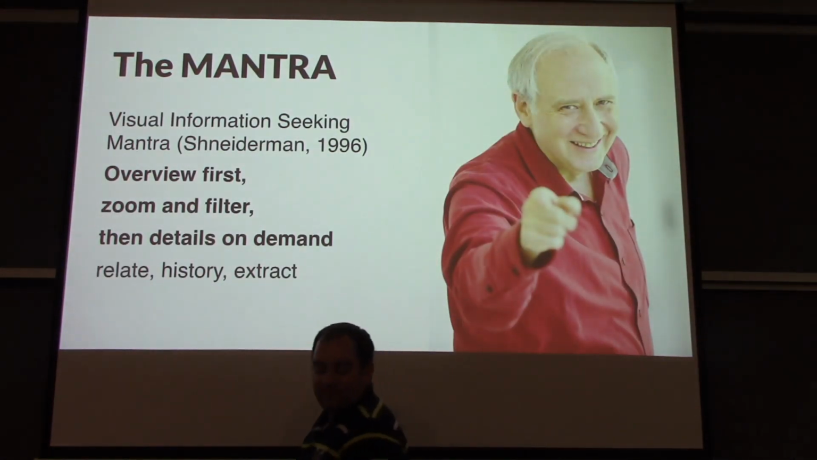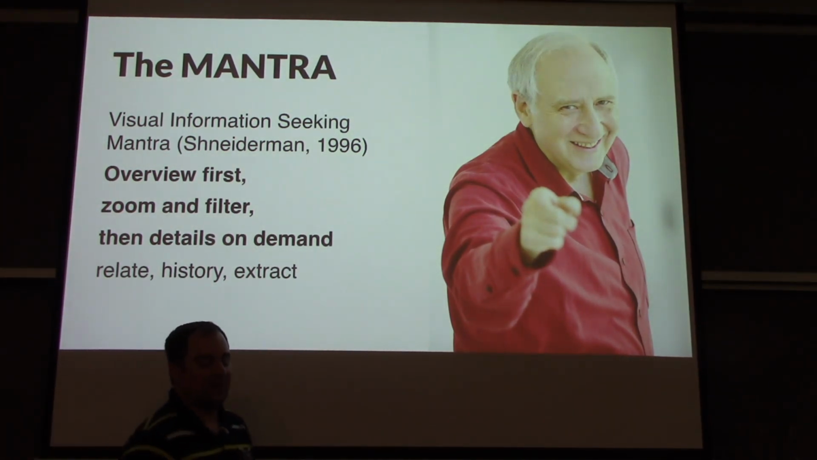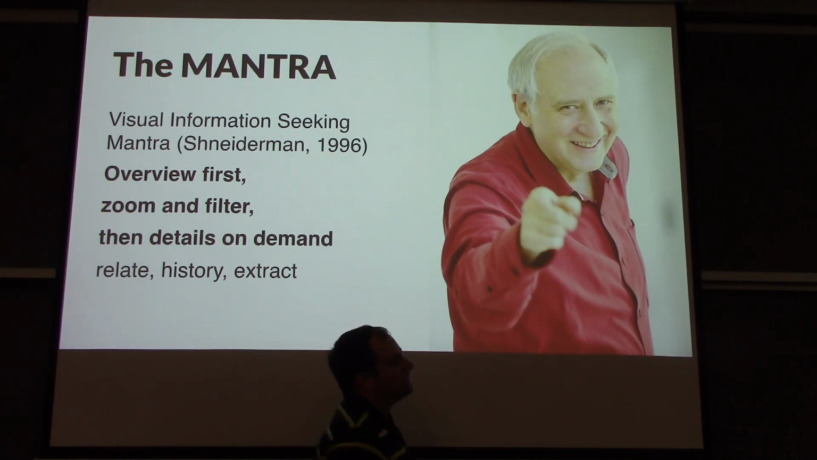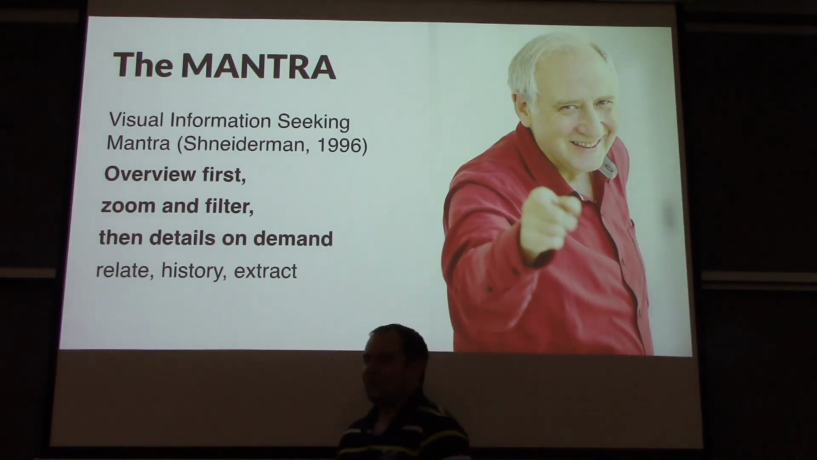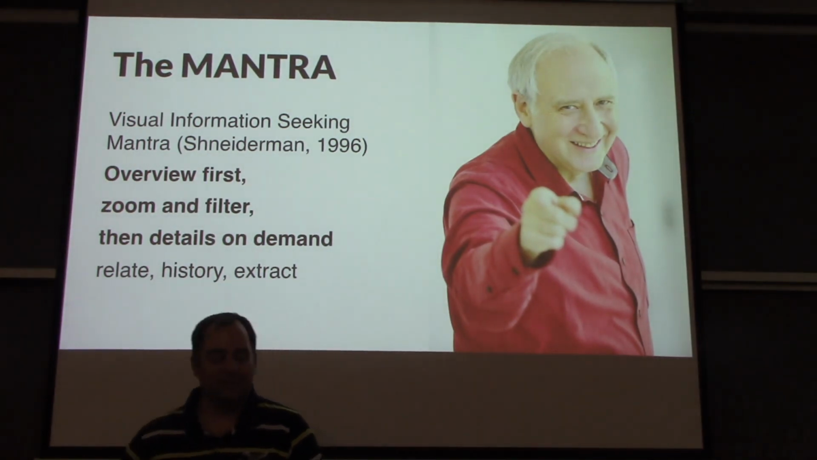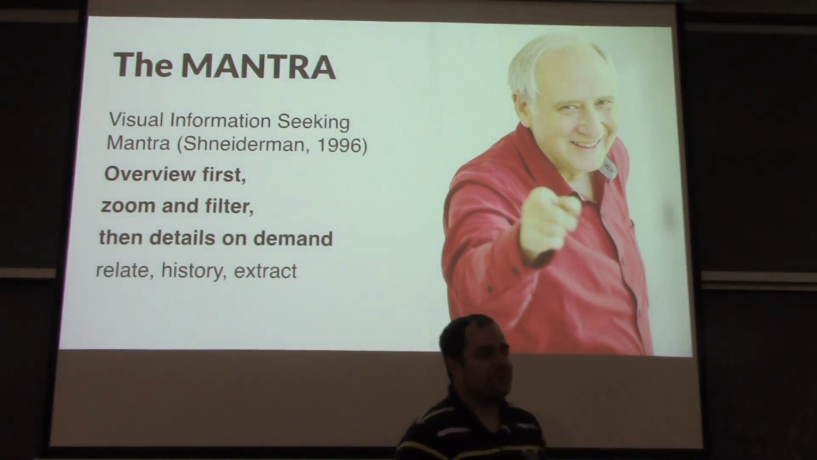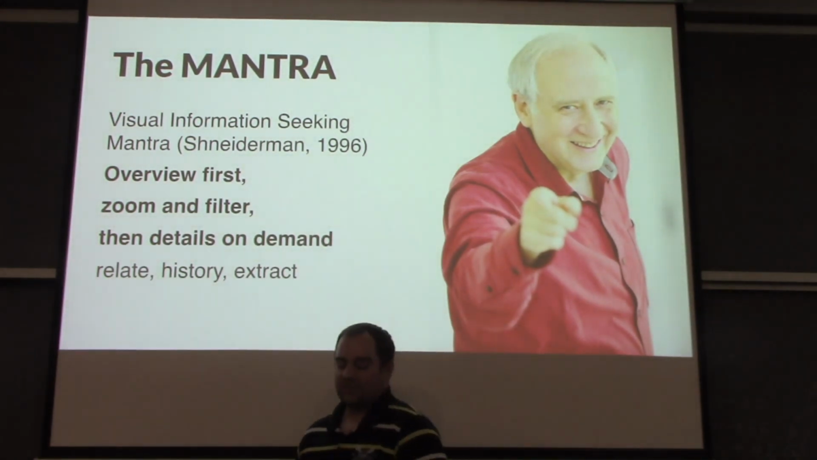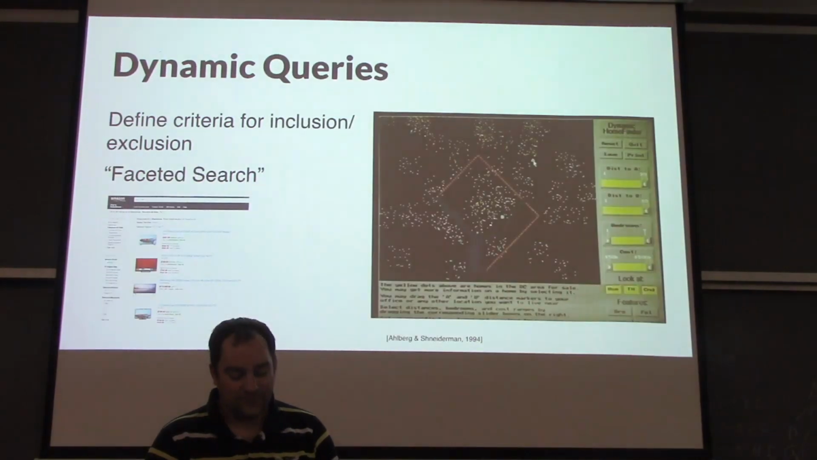I just want to recap Shneiderman's mantra. It's overview first, zoom and filter, and details on demand, as the visual information seeking mantra. So what does that mean? When we look at the data set, we first want to see what is in the data set, and then let people zoom in on aspects that they find interesting, or filter out things that they don't find interesting, and then reveal details on demand about those.